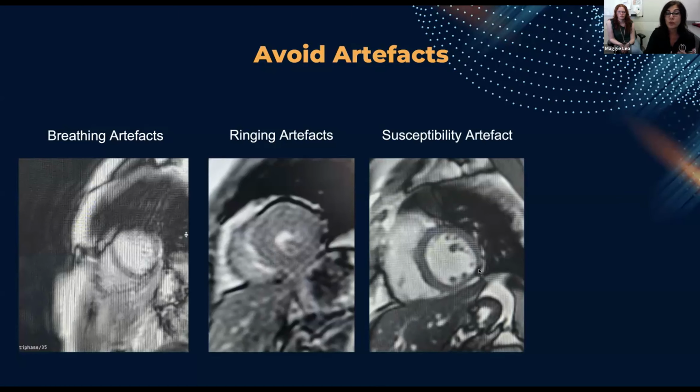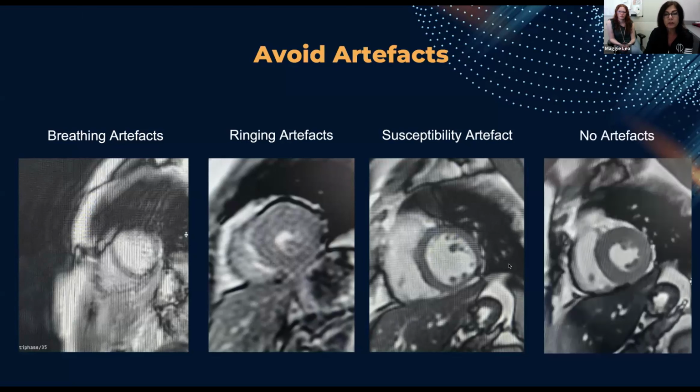You can try swapping your phase and frequency encoding. You can look at your shim, adjust it if you need to. Or one of our go-to solutions on our 3T is to do a frequency shift of -70, which, as you can see here, will not get rid of the artifact, but it will move it away from your area of interest. So now you see that your myocardium is free of artifacts.